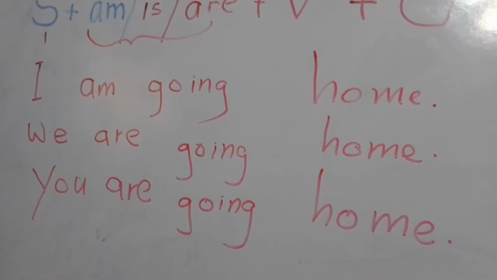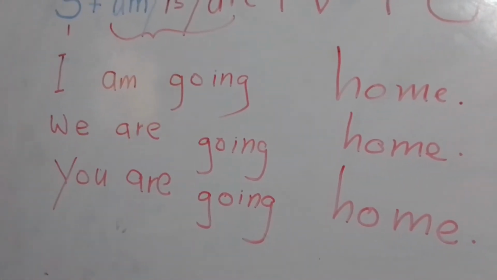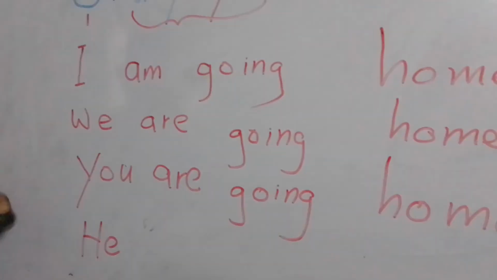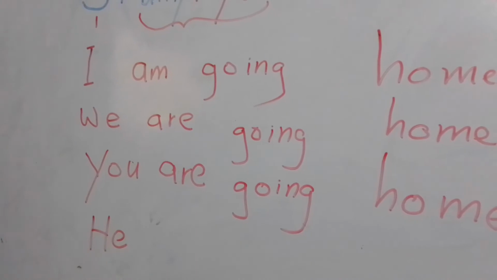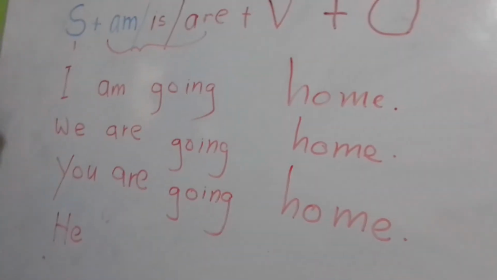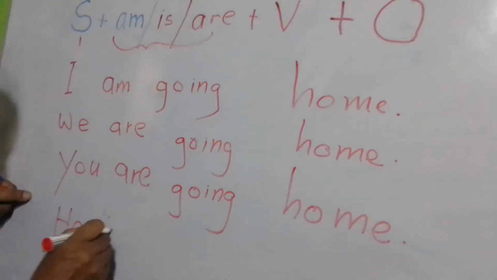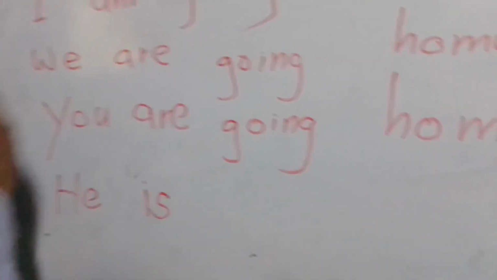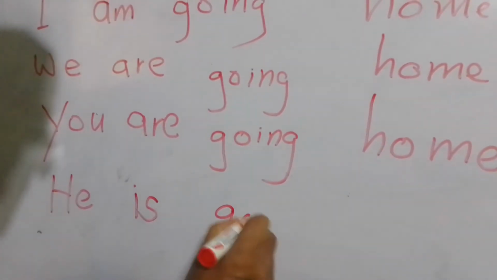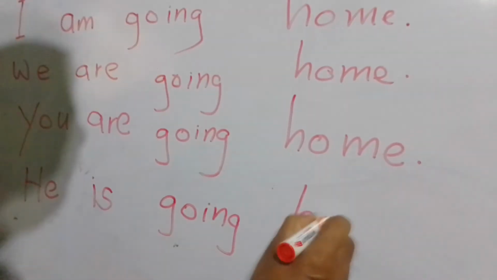Okay, students. Next, we will use the pronoun he. Okay. He is singular. Therefore, what is the auxiliary verb that you use? We have to use the auxiliary verb is. He is. The verb is going, home.